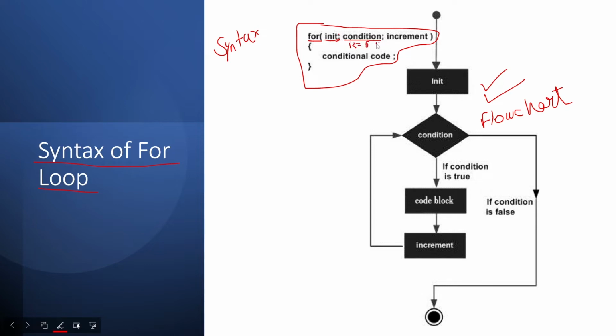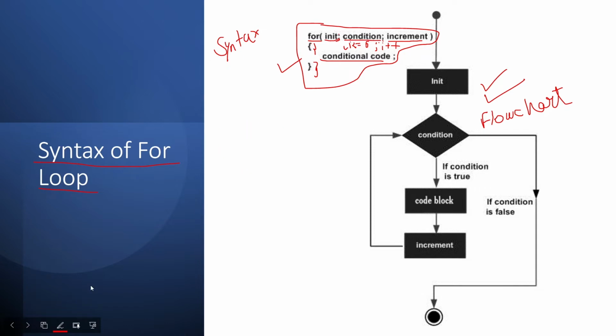Then a semicolon and the increment operator, you have to use like i plus plus, and after that curly braces, and inside the curly braces you have to type the code. For example, if the condition is true, then you print hello. If you give the loop the condition i is less than or equal to 6, then hello will print 6 times.